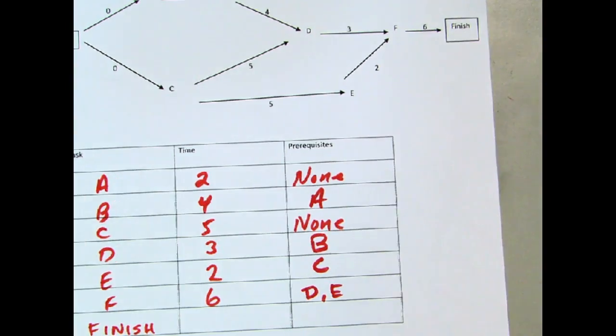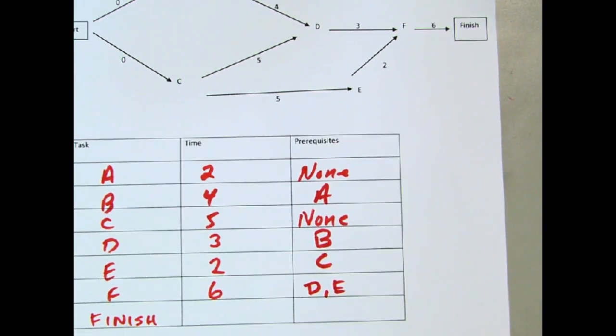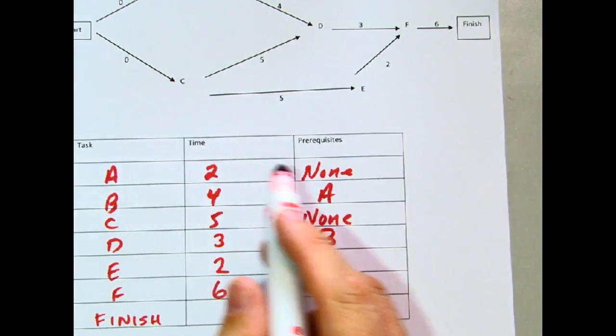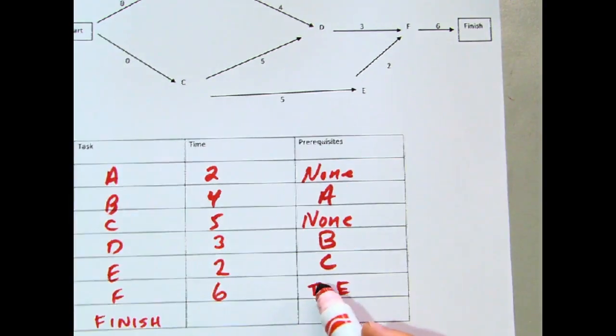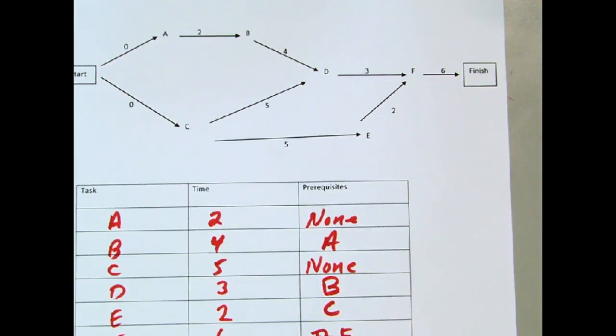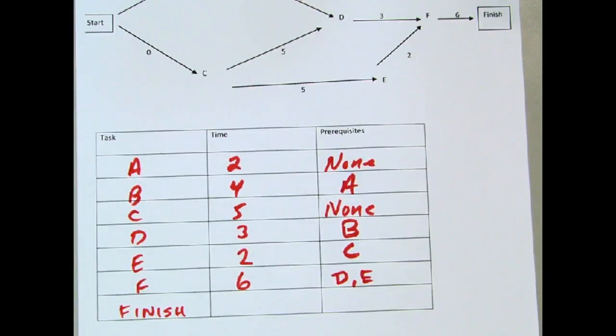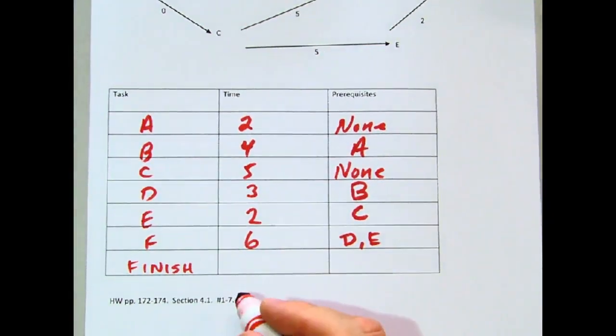And then we can go ahead and finish. The prerequisites are everything for that. Well, we don't write that. But that's what we got. And so that's how you would set up the task table for that graph that we were given. Okay? So hopefully you can do both of those, and that would be what we have for section 4.1.